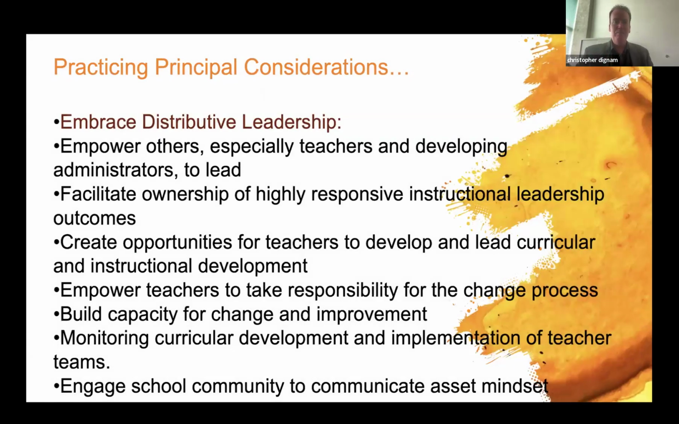And for practicing principal considerations, we have principals in our programs with Dr. Pennington and I at our university, for individuals who want to be superintendents. Are they there to empower others and to practice shared leadership, facilitate ownership of highly responsive instructional leading outcomes, leading curriculum? We're responsible for the change. If we actually employ distributed leadership in the leadership courses we offer at higher ed, then our candidates have an ownership of the outcomes that they create.